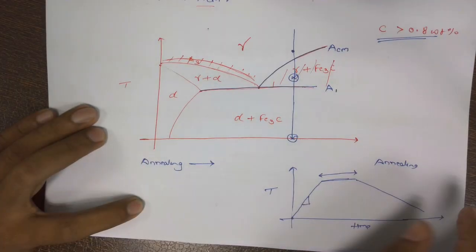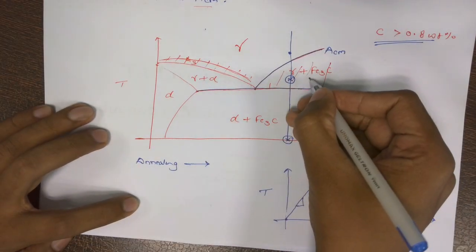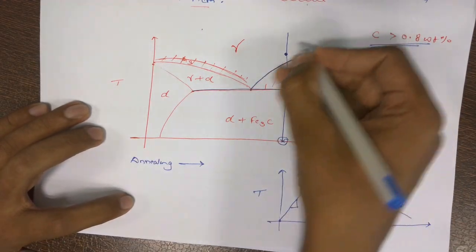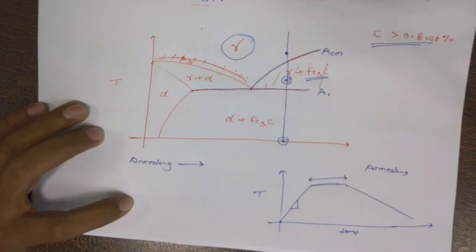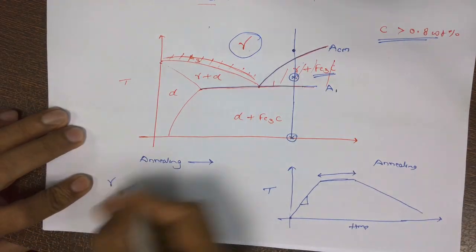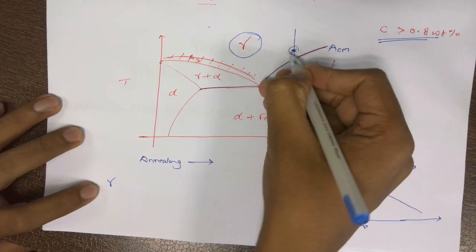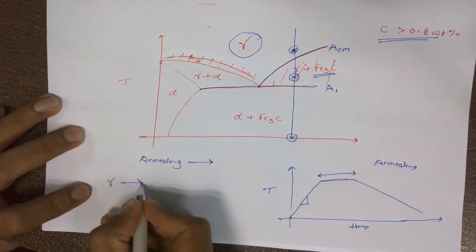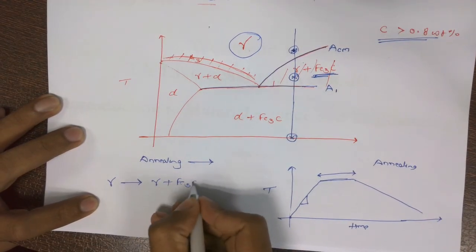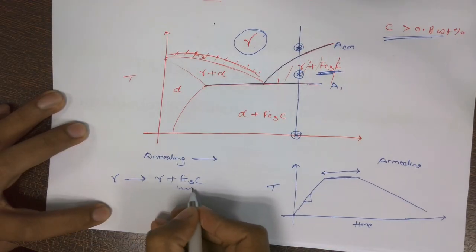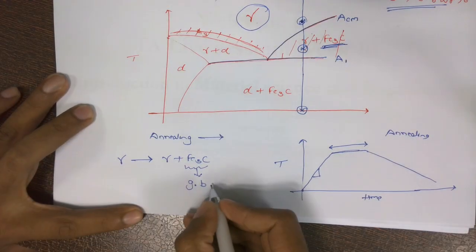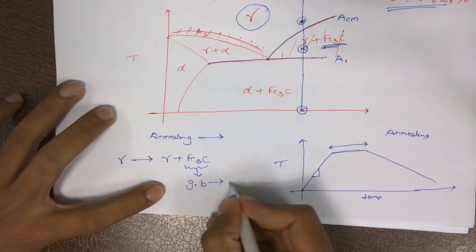The reason is very simple. If I go to a high temperature where we get a single phase of austenite, and now I am trying to cool the austenite, let's say at this particular temperature, the first thing it will form is austenite plus cementite. Now this formed phase will go to the grain boundary, and it will also form a continuous network.